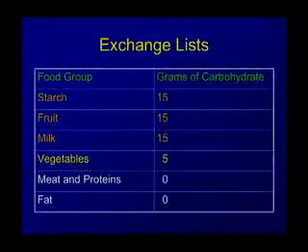The exchange lists that are put out by the Diabetes Association are similar for weight control kinds of lists, and what they do is they group foods together, so all the starches are counted as 15 grams of carbohydrate per portion, all the fruits, the milks, the vegetables are only 5. Meats, proteins, and fats don't have any carbohydrate. So the way we use that is we teach people to memorize the basics that they eat over and over, and they can look things up anytime they want.